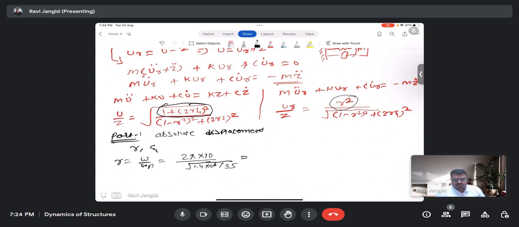1.57 into 10 power minus 3. Let me check. Sorry, the frequency omega is given to you as 35 hertz. Okay. So that would come around 1.1.